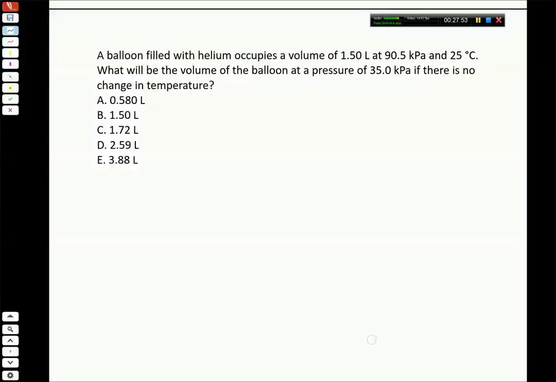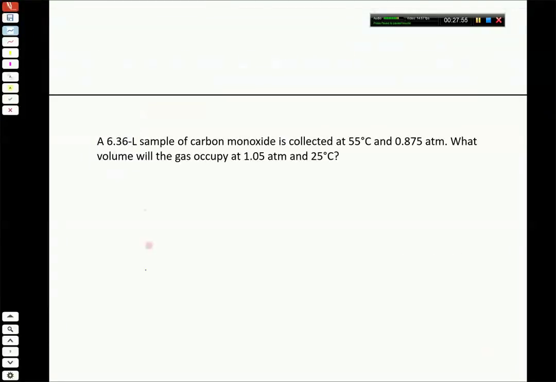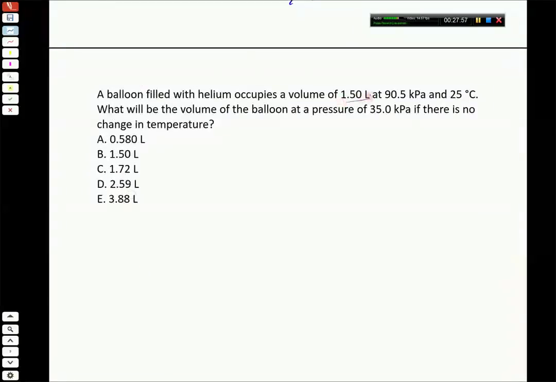So here we have a balloon filled with helium. We're telling you that the volume of that balloon is 1.5 liters. The pressure is 90.5 kilopascals. Kilopascals is another unit for pressure, not as commonly used. And then the temperature is 25 degrees Celsius. We want to know what will the volume of the balloon be when the pressure is 35 kilopascals if there is no change in temperature.